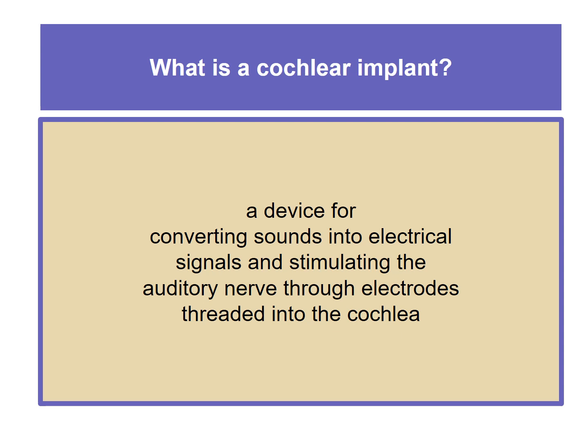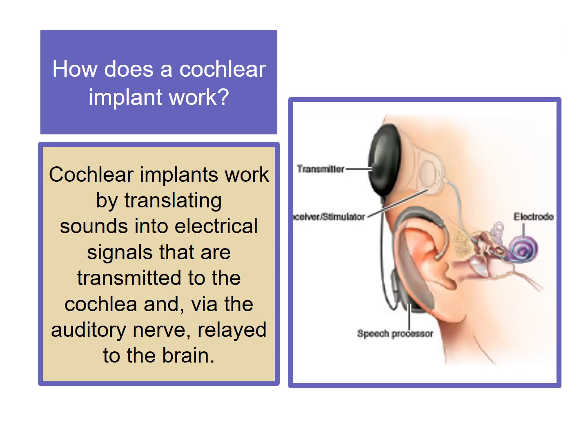So a cochlear implant is a device for converting sounds into electrical signals and stimulating the auditory nerve through electrodes threaded into the cochlea, which assists with hearing. It works by transforming sounds into electrical signals that are then transmitted to the cochlea and via the auditory nerve relayed to the brain. And so this is what you're seeing when you see someone who actually has a cochlear implant. There is a transmitter on their head that's connected to the speech processor underneath their ear, and then it comes into their ear and connects. There's an electrode that connects to the cochlea, which is that purple blue piece in the diagram.